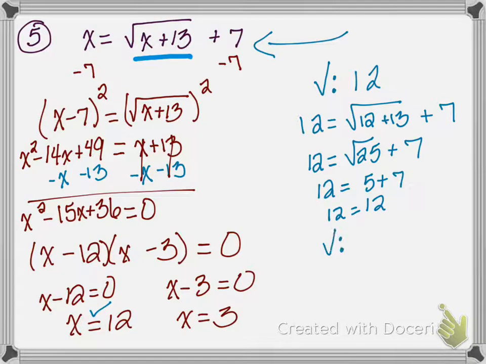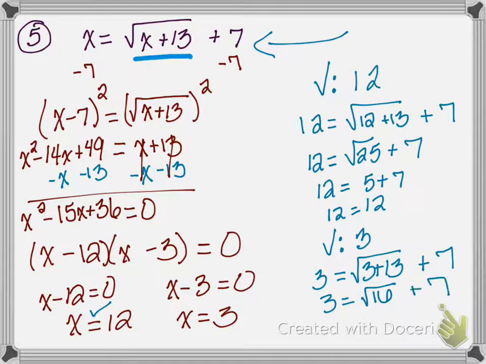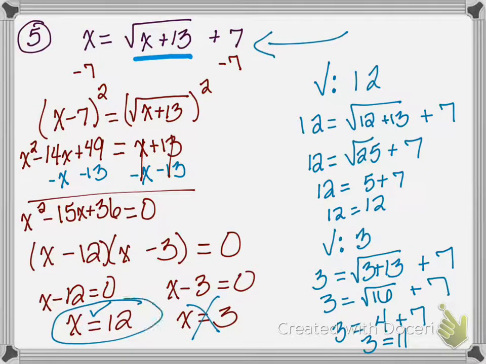Now I'm going to check my 3. So I have 3 equals the square root of 3 plus 13, plus 7. 3 plus 13 would be the square root of 16. The square root of 16 is 4, so then I have 3 equals 4 plus 7, and that is not true. So I have to throw this out. So my answer is only x equals 12. So don't forget to check those. That's super, super important that we check those.